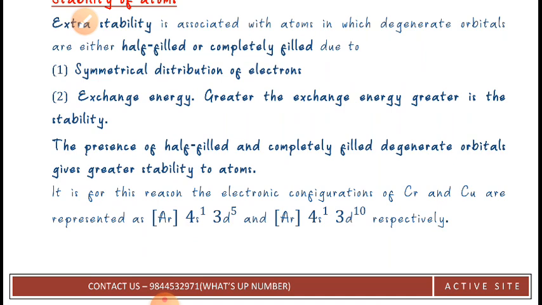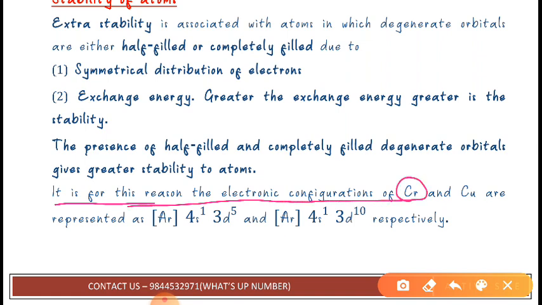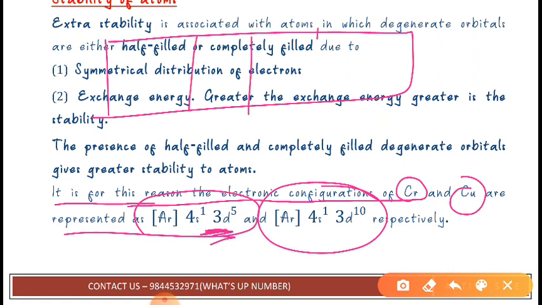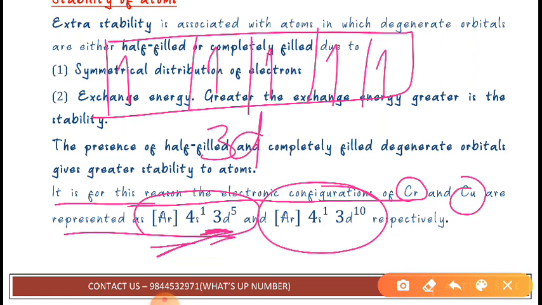As an example, it is for this reason that the electronic configuration of chromium and copper is represented like this. Why is it represented like this? Because you can see 3d5 is more stable. So when we are filling for chromium, if we fill 1, 2, 3, 4 and 5 like this, this one will be more stable. In place of this, if we are not filling like this, we are just giving a double here.